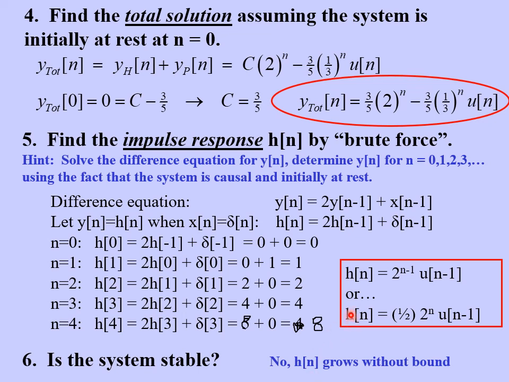So we can put this into a closed form. The impulse response h of n, there's two ways to express it. You can say it's 2 to the n minus 1 times a step function of u of n minus 1, or you could say it's equal to 1/2 times 2 to the n of u of n minus 1. And you get that just by looking at how it's growing here. The last question was, is the system stable? And obviously, if it keeps doubling every tick of the clock here, it's going to grow without bounds. So no, this system is not stable.